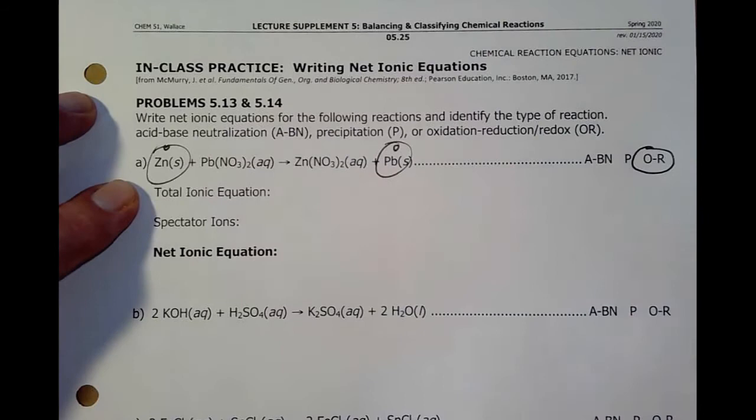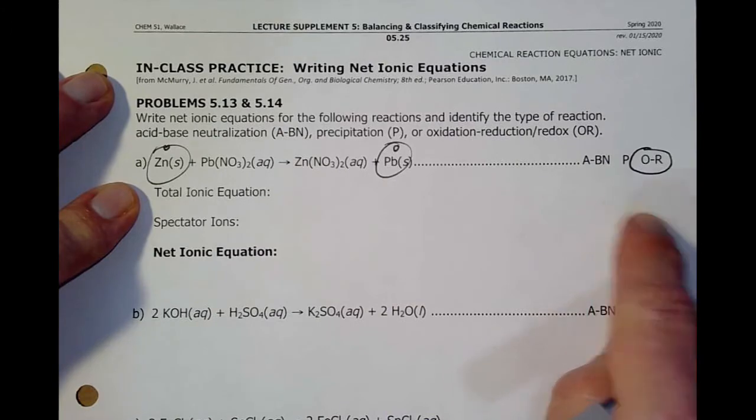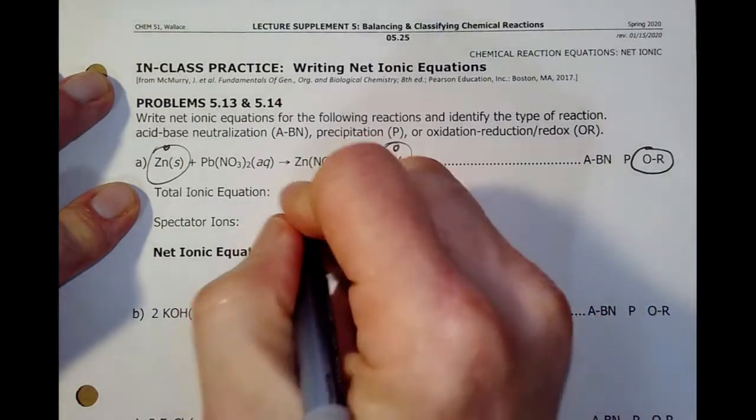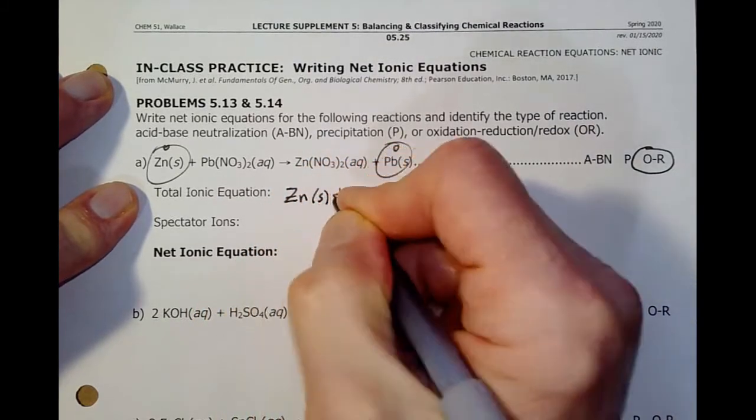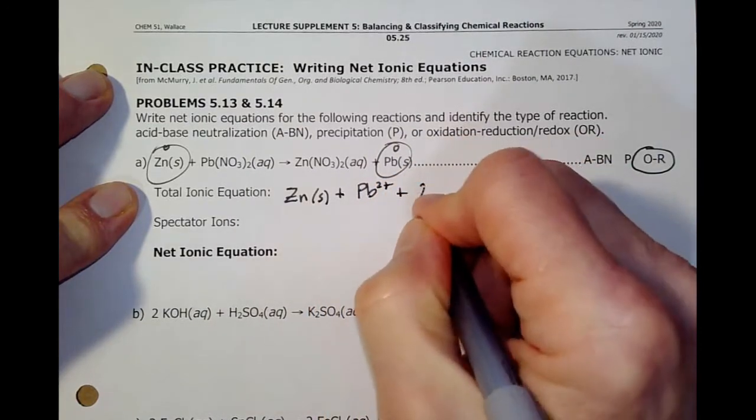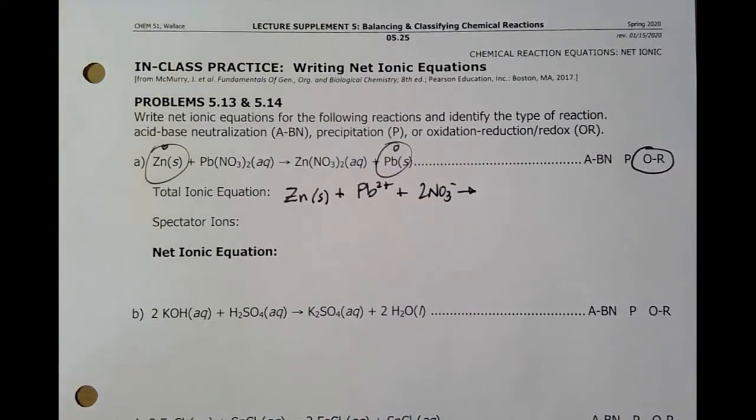Total ionic equation. Now I'm going to jump right in there. What I recommend is you stop, see if you can write it, and then come back and see what I do. Total ionic: zinc solid plus Pb2+ plus 2 nitrate on the reactant side.